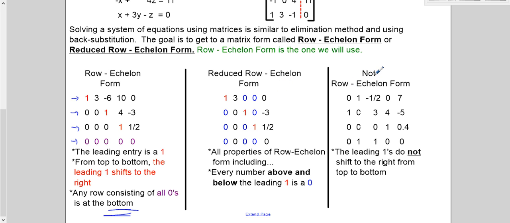Okay? And here's an example of something that's not in row echelon form. The ones, you can see they're scattered going from left to right and zigzagging back and forth, and obviously this is not row echelon form. You cannot have reduced row echelon form without having row echelon form.